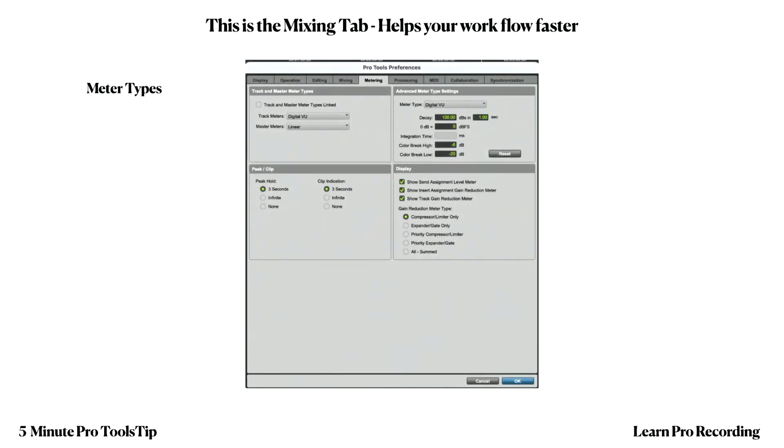We'll just do that. All right, this is the mixing tab. Helps your workflow faster. You can change your meter types. I don't. That's the default. I like it that way.